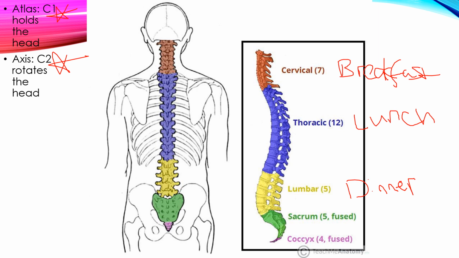And then your sacrum, there are 5 of those, and your coccyx, there are 4 of those. So it's good to know. They do like to ask spinal column questions. So there's also a saying that I like to tell people when it comes to your cervical vertebrae: any breaks below C5, stay alive.